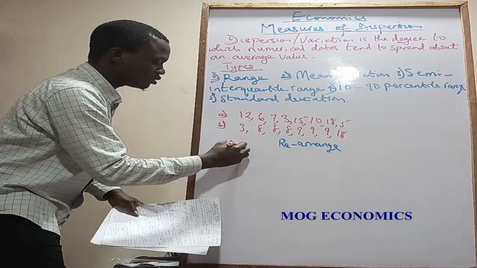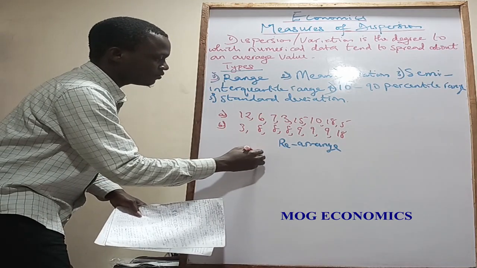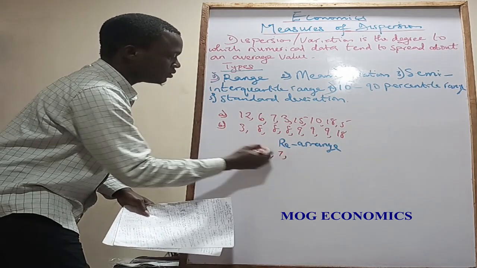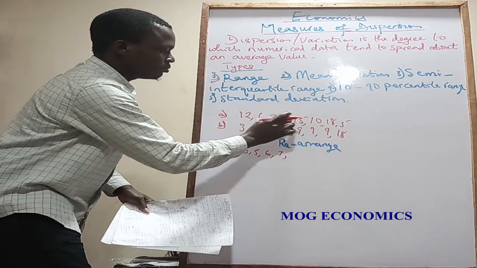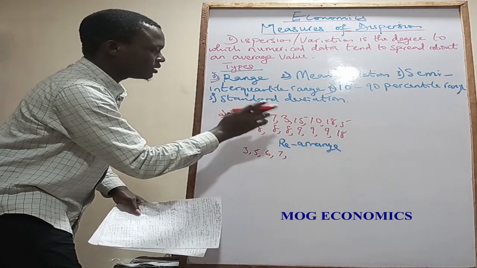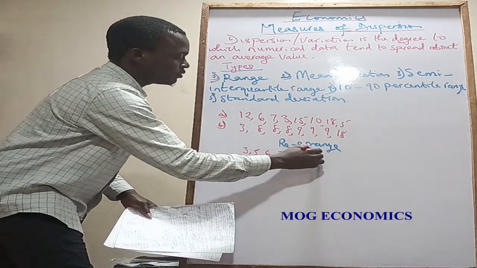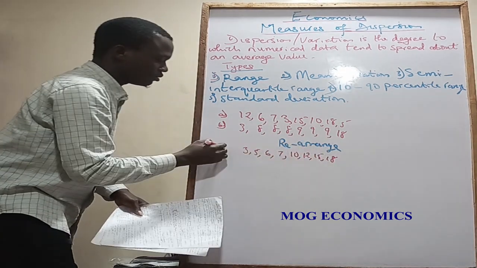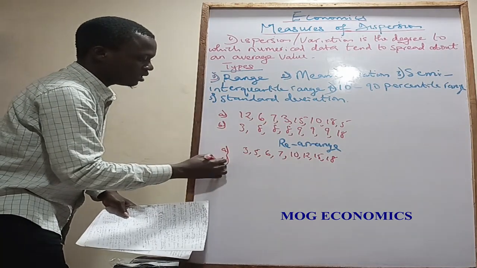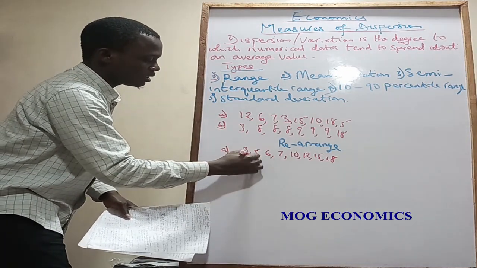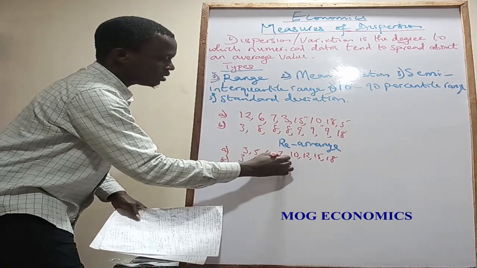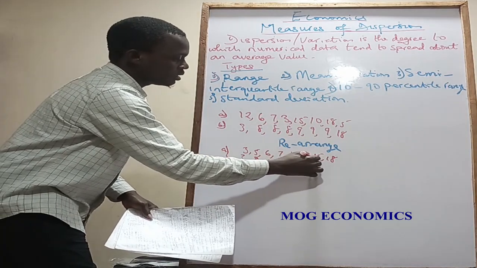For the first one, we are going to have 3, 5, 6, 7, and 10, 12, 15, and 18. So we're arranging that. Then for group B, it's already rearranged. So 3, 8, 8, 8, 9, 9, 9, and 18.